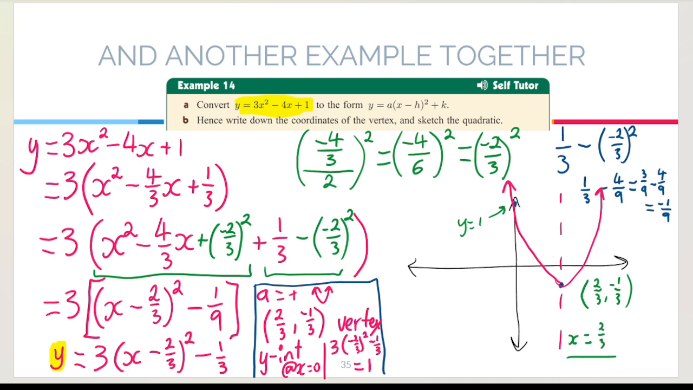Now that's a tricky question, as I said. It's definitely up there with the A-band stuff, but it is definitely good to see the different ways that they can be presented to you.